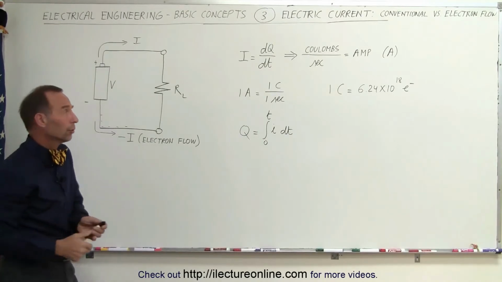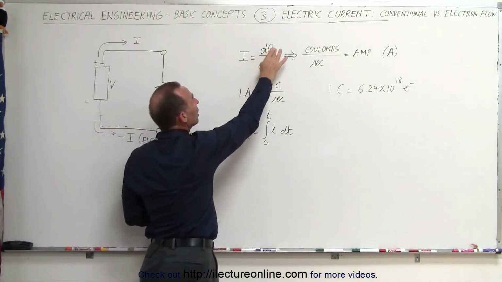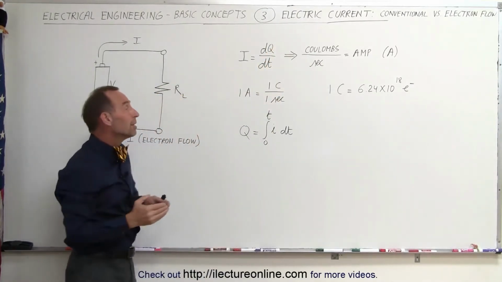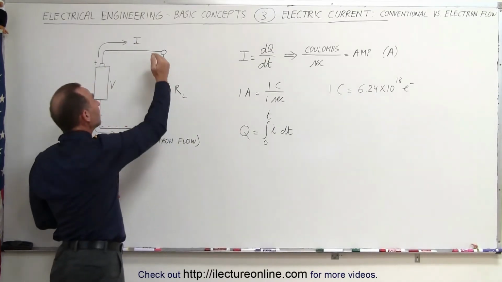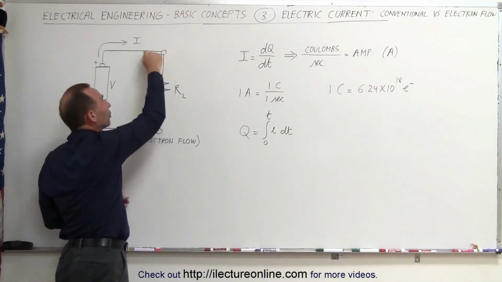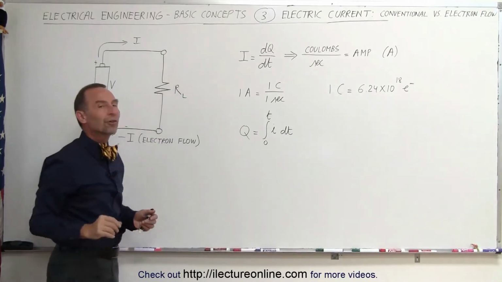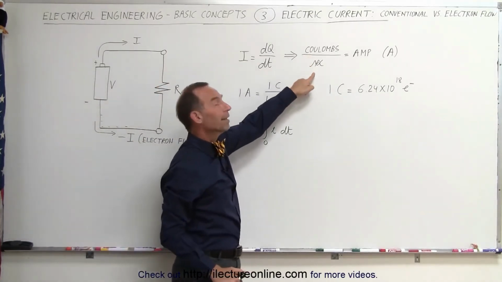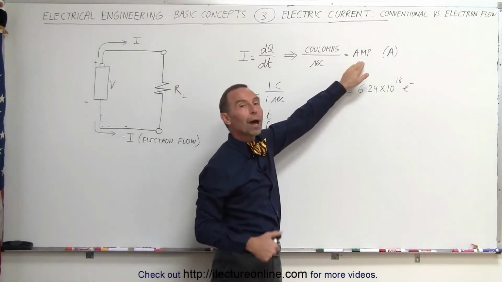The current is defined here by this differential equation: I equals the change in charge per unit time. We really don't mean the change, we mean the amount of charge flowing past a particular point. So if we take any point on the circuit and watch current going by that point, the current flow is equal to the amount of charge that passes that point per unit time. The charge is usually indicated in coulombs and the time in seconds. So coulombs per second gives us amps, or amperes.